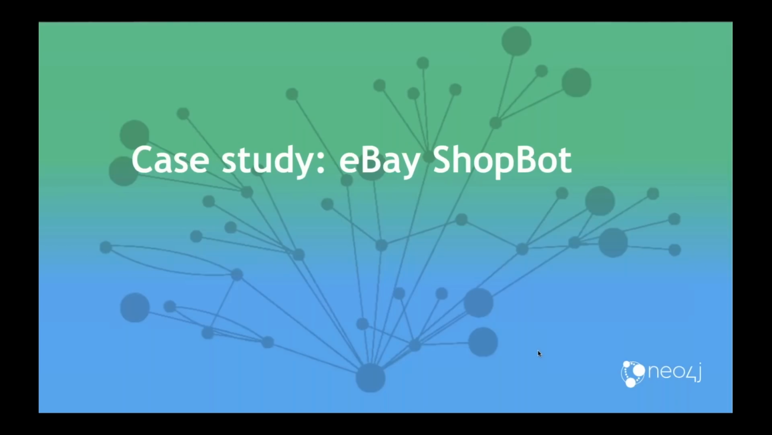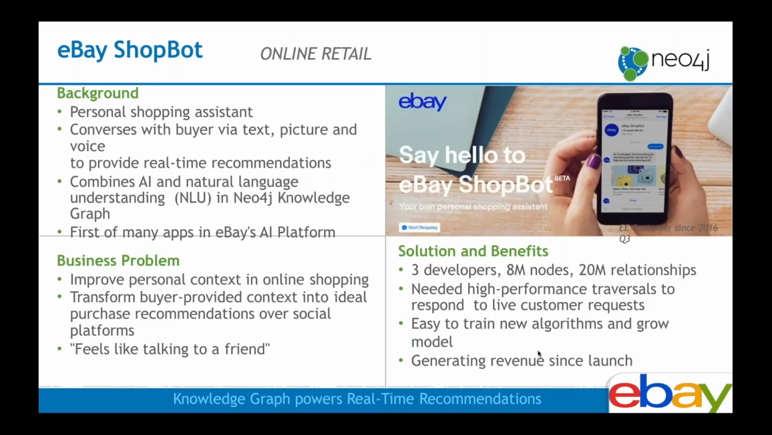So let me talk you very, very quickly through the eBay ShopBot example as a knowledge graph, exemplifying knowledge graphs. They actually had a great talk at GraphConnect New York, so please do go online and take a look at that. It's certainly well worth watching. The idea is all about personal shopping: as you are there with your cell phone, you can converse with the ShopBot by text, picture, and voice, and the ShopBot then sends you recommendations. Underpinning all of this, of course, is Neo4j, but also lots of natural language processing algorithms to make this work.